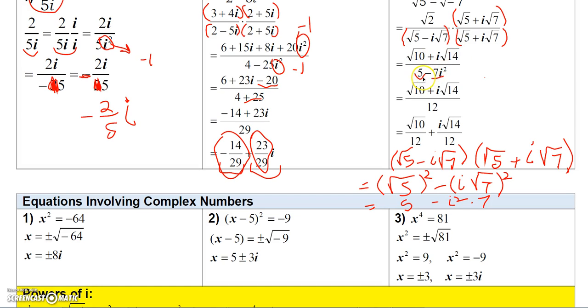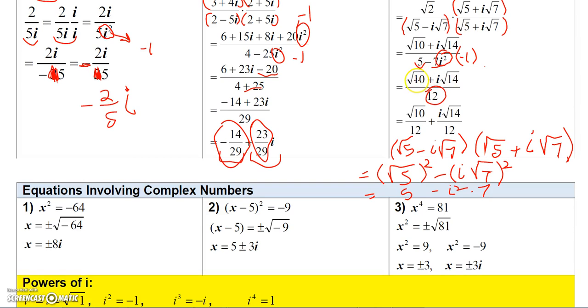Okay, now back to the denominator here. Remember that i squared is actually negative 1. So I actually have here minus 7 times negative 1, so that's going to be plus 7. So I'm going to have 5 plus 7, and that's where the 12 here comes from. Okay, so now I have square root of 10 plus i square root of 14 in the numerator, and I have 12 in the denominator.